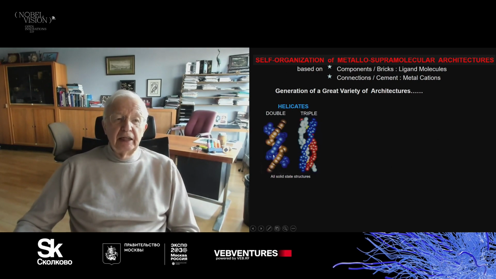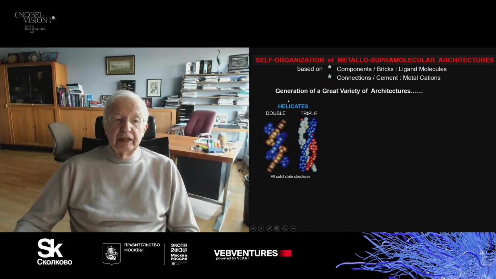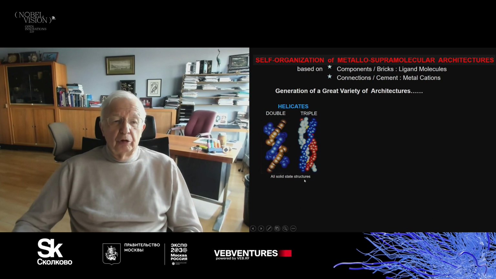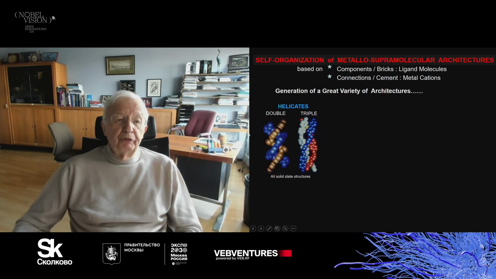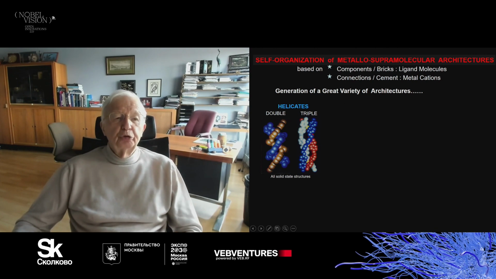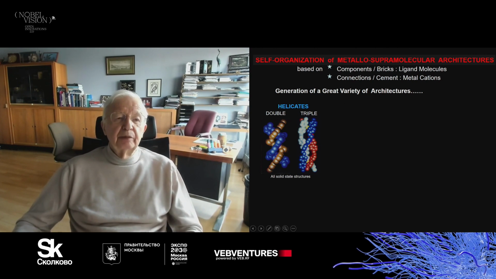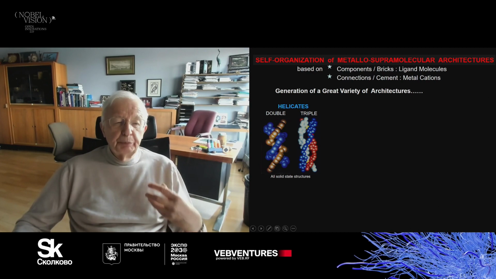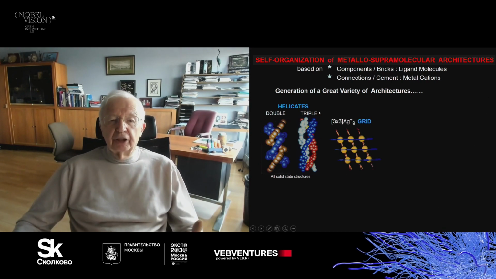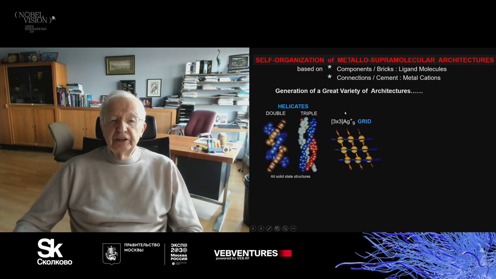One can make a double helix and a triple helix in the laboratory. These 2 helices, when we made them, they were not known before, and especially they have nothing to do with DNA. It was just a way to show that one can design systems capable of spontaneously leading to a double or a triple helix. Here is a grid-like type of entity.